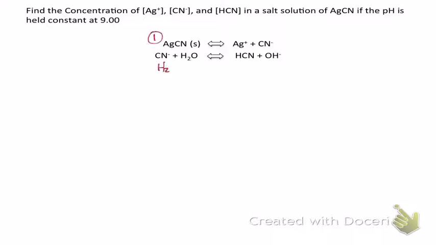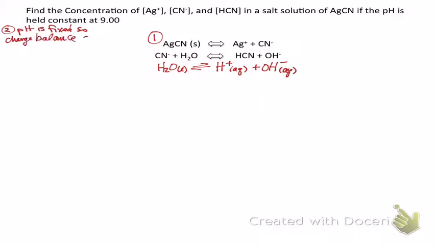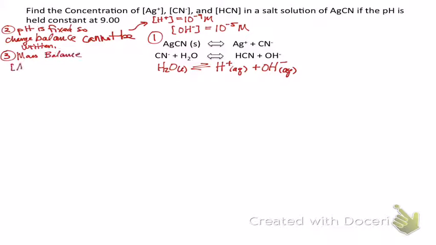In step 1, we identify the pertinent reactions. In this particular case, we're missing water, the ionization that is. So I include that here so I don't forget it. In step 2, it's important to note that actually the pH is fixed in this particular problem. And when the pH is fixed, we can't have a charge balance because we're actually seeing a change in concentrations over time to maintain that pH. But what we can write is that H+ ion concentration must be equal to 10^-9, and OH- must be equal to 10^-5. The mass balance, of course, is [Ag+] is equal to [CN-] plus [HCN].